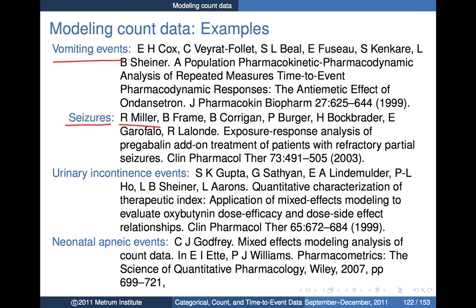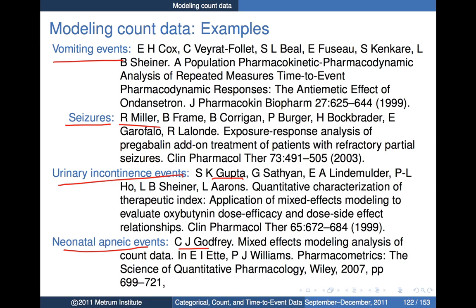In that particular one, it's sort of beyond the scope of what we're going to talk about in this section, but we might be able to get on to that towards the end of the course. But it's one where there's an underlying what they term a hidden Markov model to try and account for a type of autocorrelation or serial correlation that occurs. There's urinary incontinence events described in this Gupta et al. article here, and neonatal apneic events described by C.J. Godfrey in this paper. So anyway, these are just a few examples of things that might be described by counts.